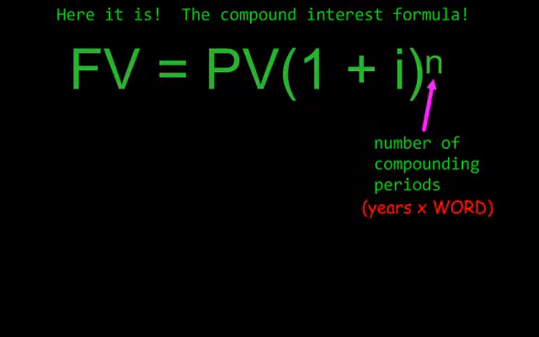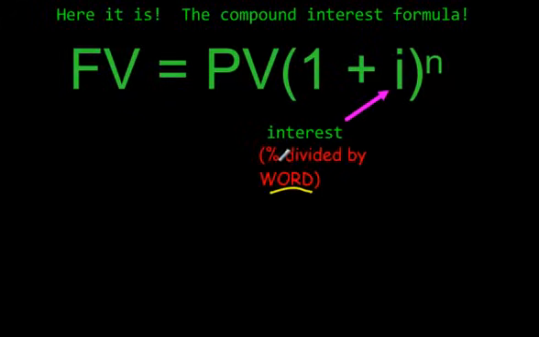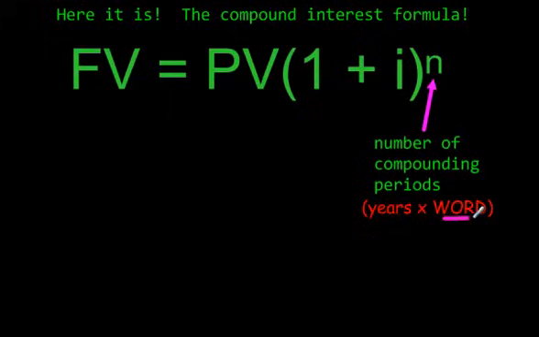Okay? So hopefully that makes sense. I'll just do one more example. If they said compounded monthly for 5 years, well, you're going to times 5 years by monthly, which is 12 times a year. So n is going to be 60. Okay? The I and the n are the only parts that take a little extra thinking. The I, you take the percent and you divide by the word. So if it's semi-annually, you divide by 2. And the n, you take the years and you times by the word, which means if it was semi-annually, you would times by 2.